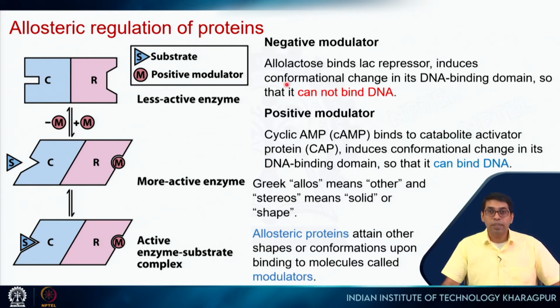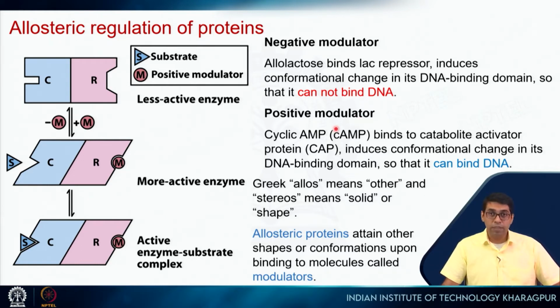Now, we have already seen some examples. So, we have seen the example of the lac repressor. Allolactose is a modulator which binds the lac repressor. It induces a change in the protein so that it cannot bind DNA. So, allolactose will be a negative modulator, right, because it results in unbinding of the DNA. So, when it binds to the protein, the DNA cannot bind.